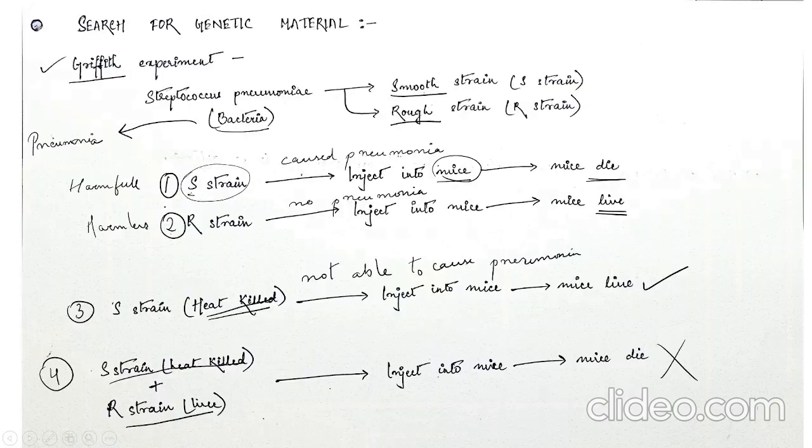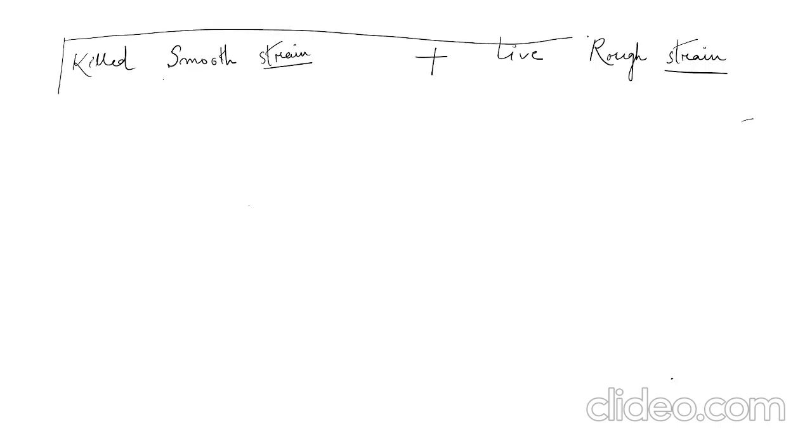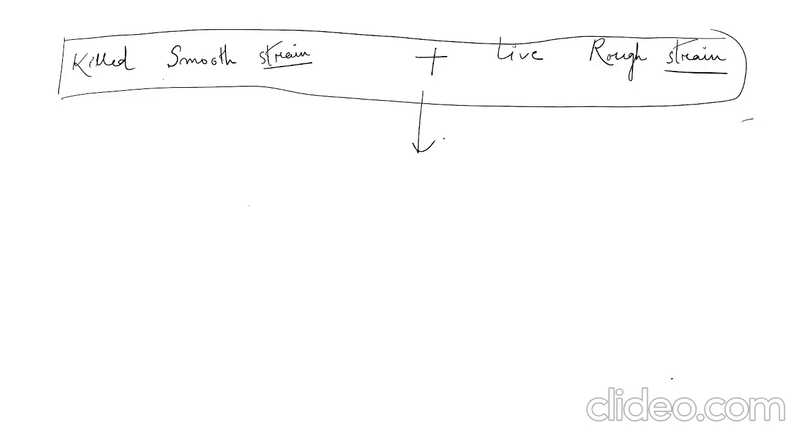So, if we just focus on this mixture, we'll see what mixture he made in the fourth experiment. He mixed killed smooth strain plus live rough strain, and this mixture of bacteria was able to kill mice.